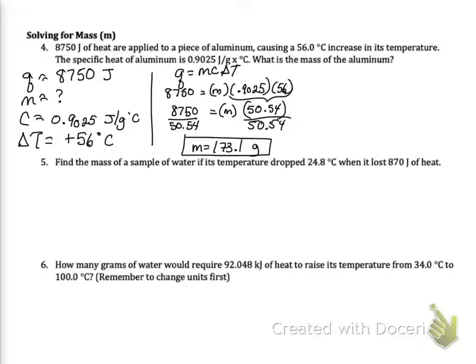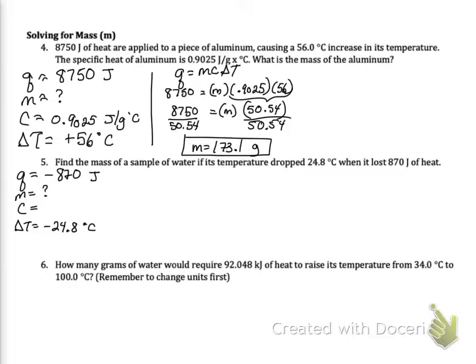Question 5 asks us to find the mass of a sample of water if the temperature dropped 24.8 degrees Celsius and it lost 870 joules of heat. A couple of key words here. When we're talking about losing temperature or losing energy, you have to represent that with a negative sign. So if we're dropping 24.8 degrees Celsius, it's negative 24.8 degrees Celsius. If we're saying we lost 870 joules, it's a negative 870 joules.